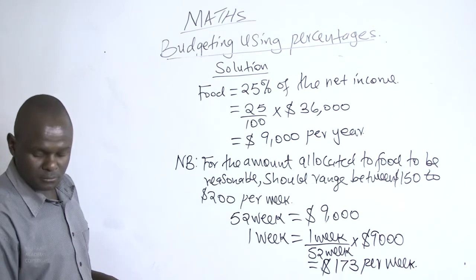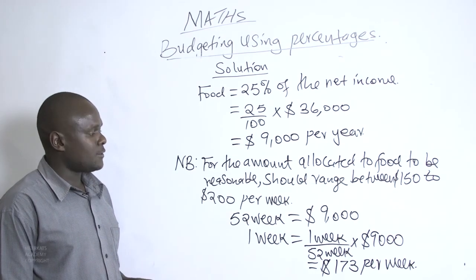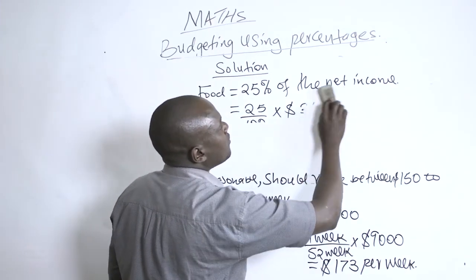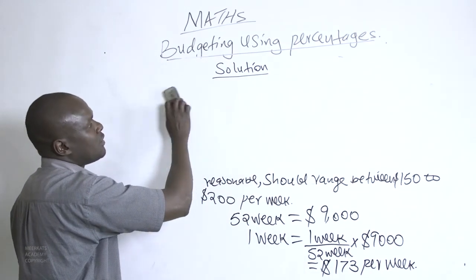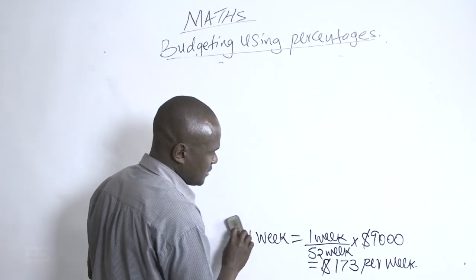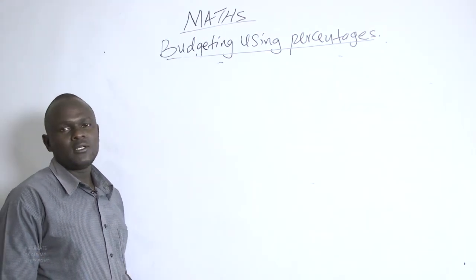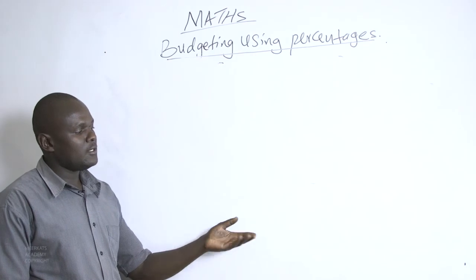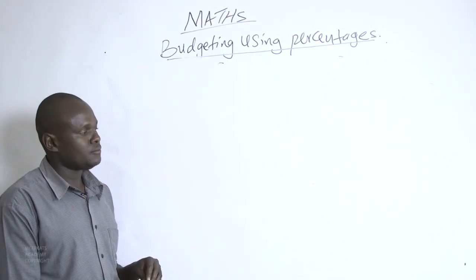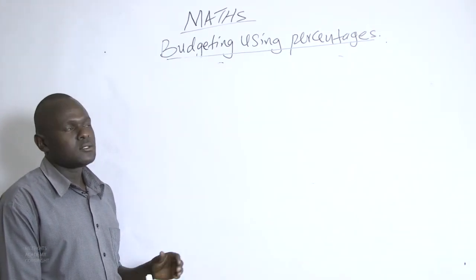When you look at it, this amount is between $150 and $200, so it is reasonable. But as we have learned, food is a variable expense, and it can vary from one person to another. The more you consume food, the more you spend. So some people can even spend less than that, but a reasonable amount should range between $150 to $200. But some can spend less than that, and even others can spend above the $200 ceiling.